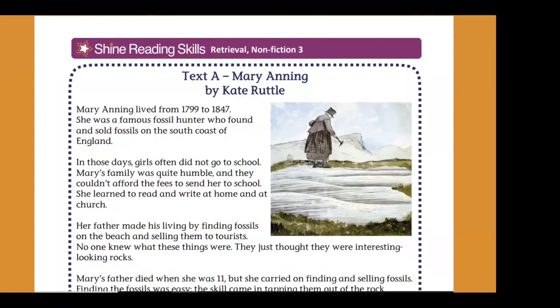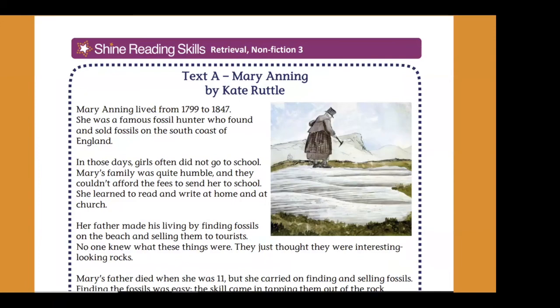So the actual intervention itself looks like this. This is non-fiction for P4, and it's for retrieval. It's text A, Mary Anning, Kate Ruttle, well-known author. We always use really well-known authors. It's a nice size piece of text, really robust to be able to use, and a good length for the age range that it's appropriate for.